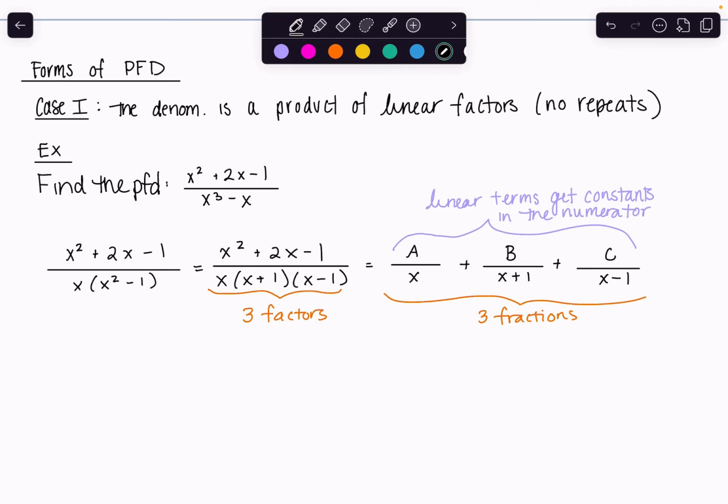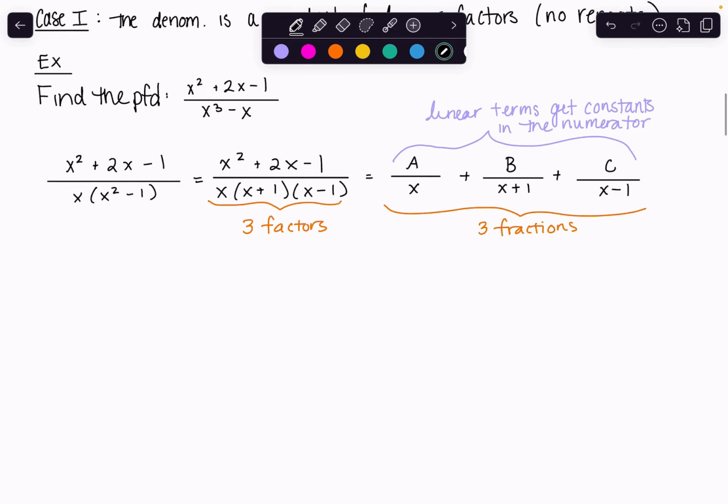Now I want to wipe my fractions to make this easier. So we multiply by our 3 factors. So we multiply by x, x plus 1, and x minus 1 to wipe my fractions. Okay. And so over here, when you multiply by all 3 factors, you're just left with the thing in the numerator.